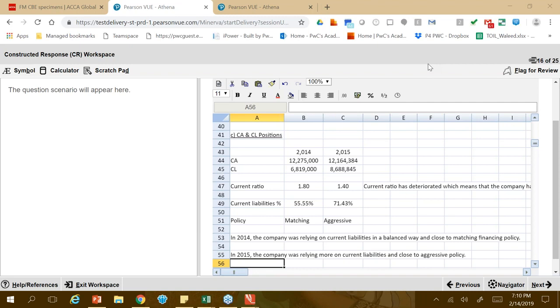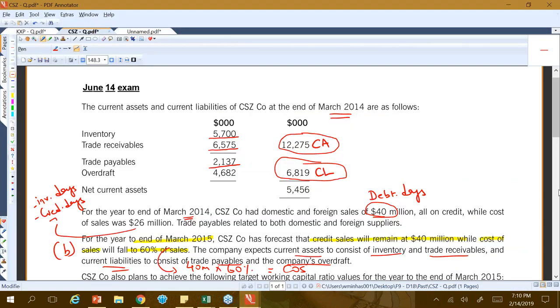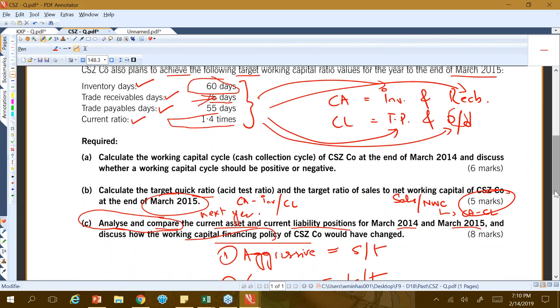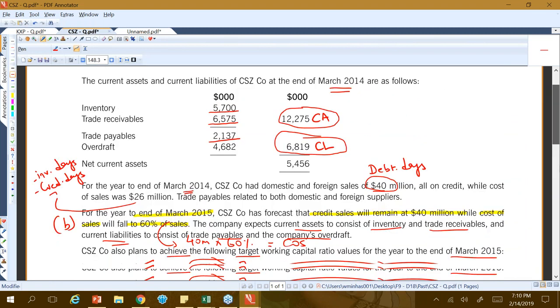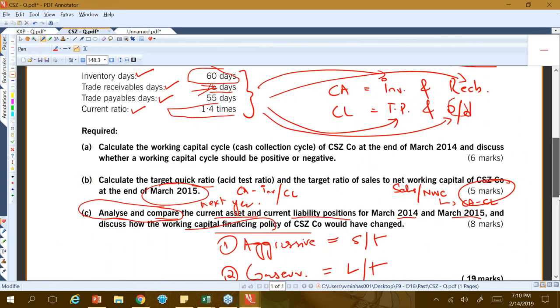This is a really, really good question. Please practice this a few times. It is a really good question of thinking about a different aspect of working capital, and not just the traditional receivables and inventory, but thinking about some things on ratios, thinking about the financing policies on working capital. So I hope that this was useful.